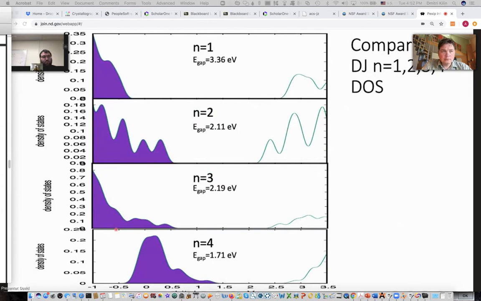So here we are looking at the DOS, the density of states, for the 4 different Dion-Jacobson models, with the n equals 1 being on top and moving down to the n equals 4. And we see that as we go down, the Fermi level increases in energy.